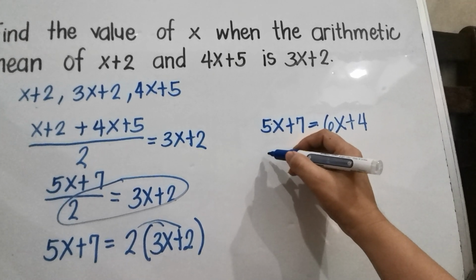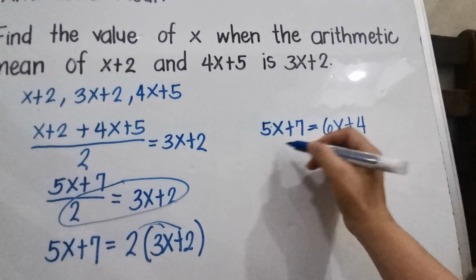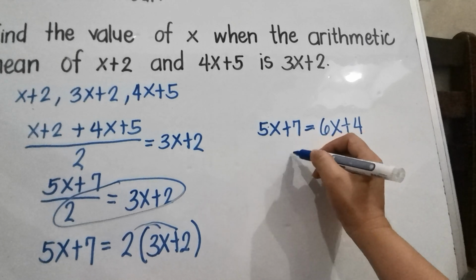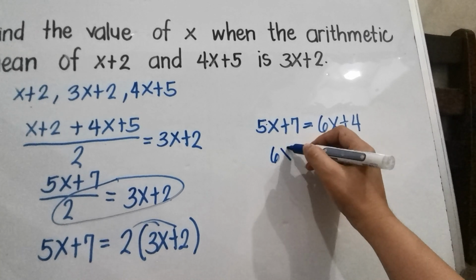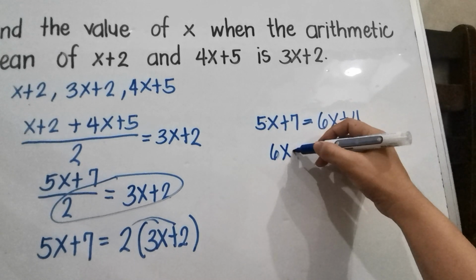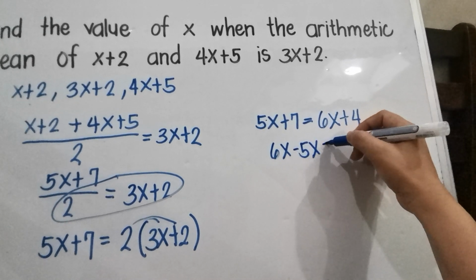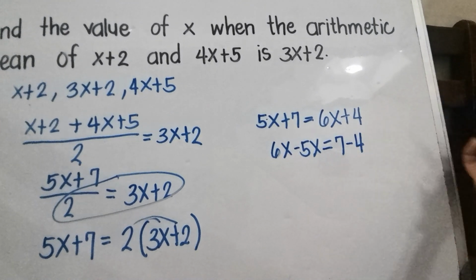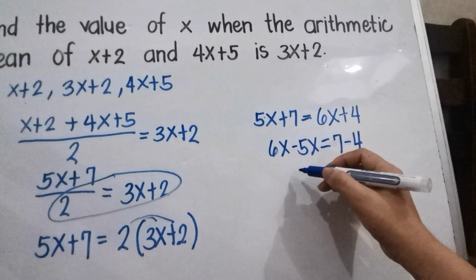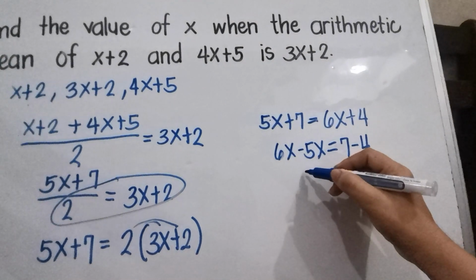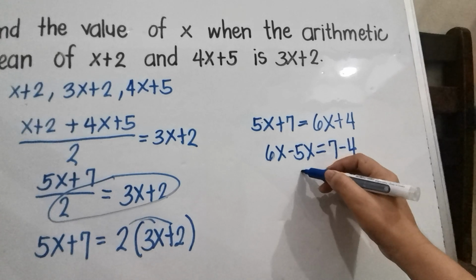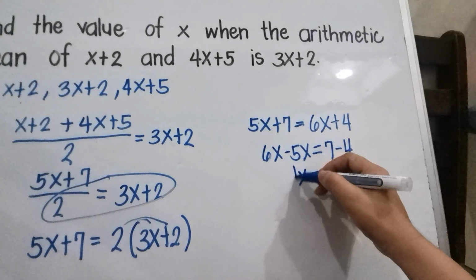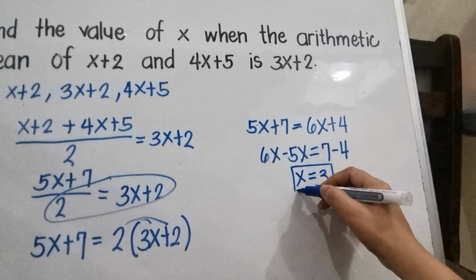Since we're looking for x, we'll combine common terms. Since 6x is positive, retain the 6x, then transpose the 5x, it will become negative 5x, and then copy the 7, and transpose the 4. So we have 6x minus 5x, it's x, and 7 minus 4 is equal to 3. So our value of x is equal to 3.